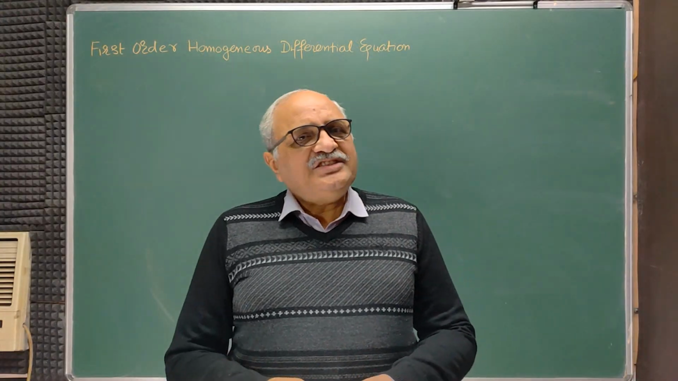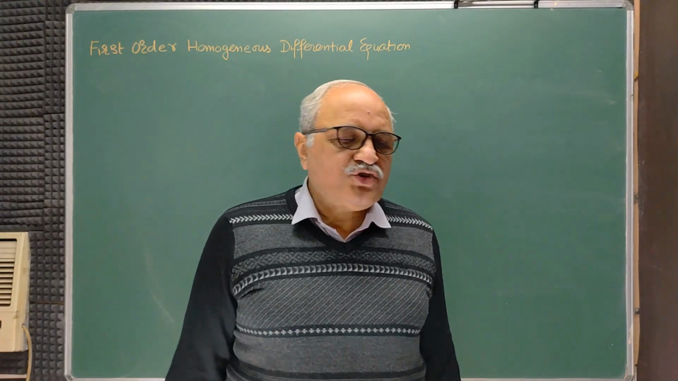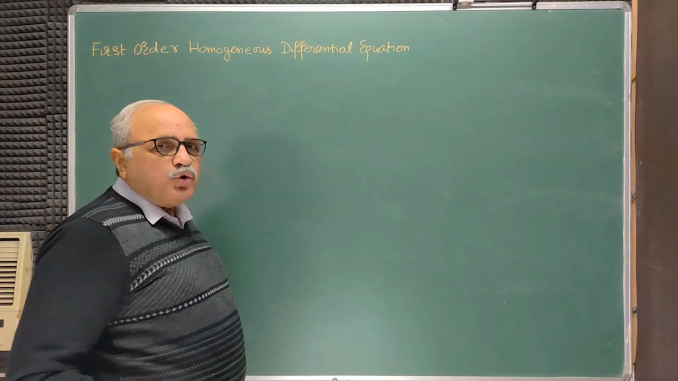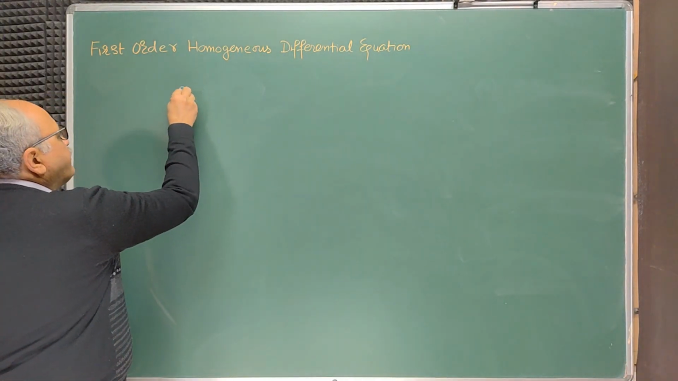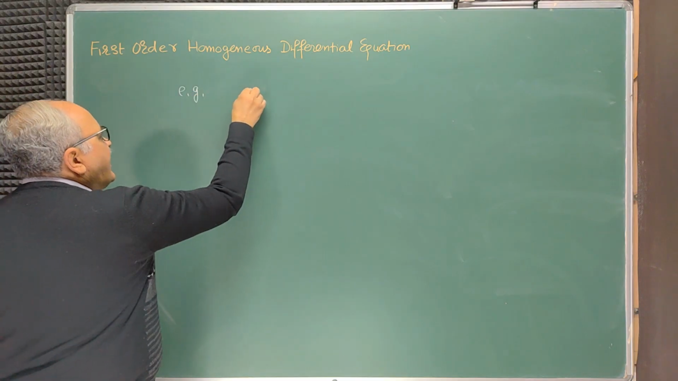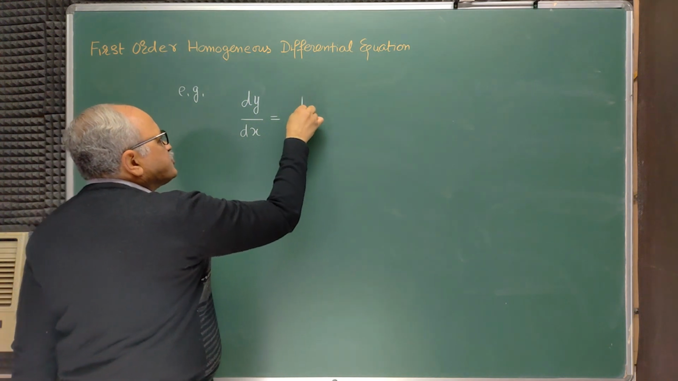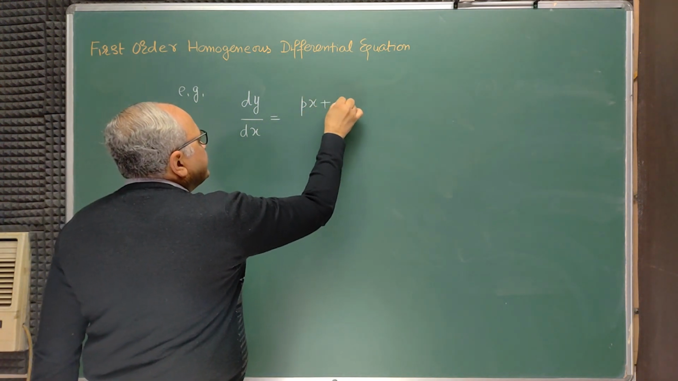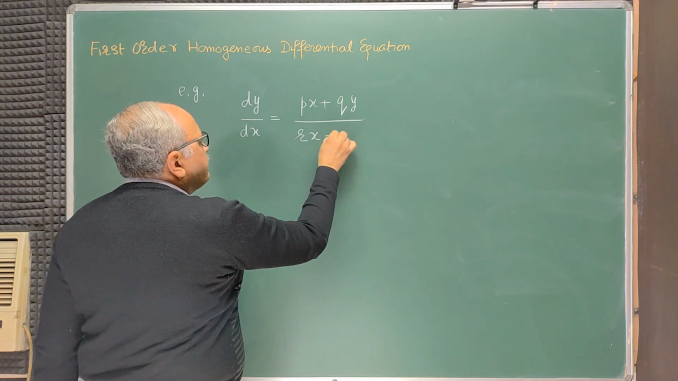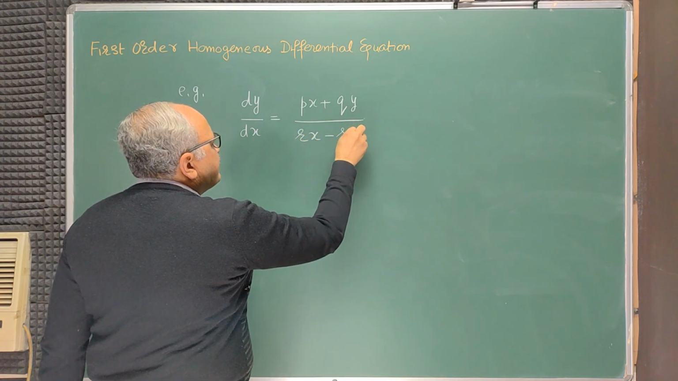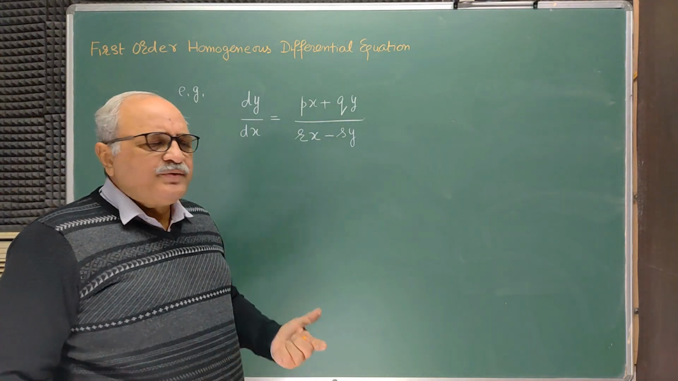So students, let's take first of all the homogeneous first order differential equation. Now as I told you, an equation, say for example, let me take one example to show it. Suppose I have one differential equation like this. Say this is equals to px plus qy over rx minus, say, sy. This is one form of it. You can have plus minus sign, you can change it.